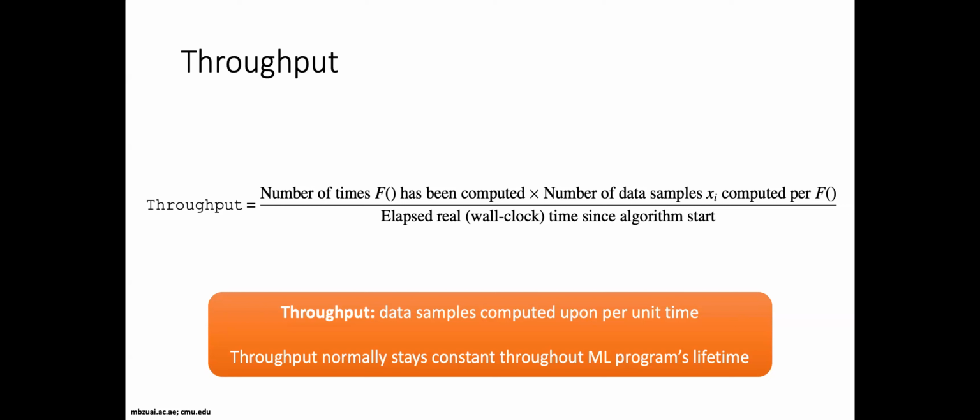Pretty simple definition. And throughput, we normally think of that as constant throughout the ML program's lifetime, right? Because the hardware is not changing and we're keeping the mini batch sizes the same. It used to be for a particular class of models. Anyone recall recurrent neural networks?